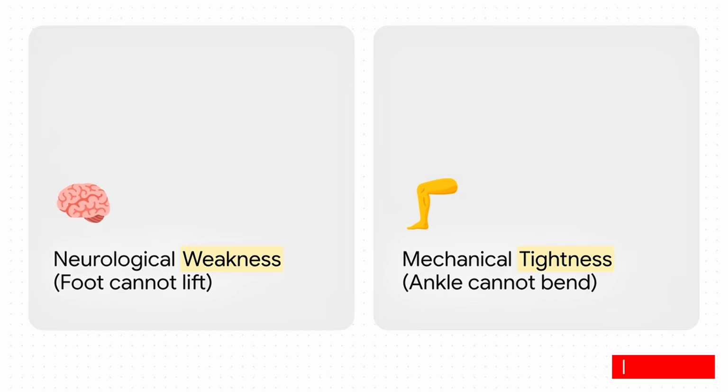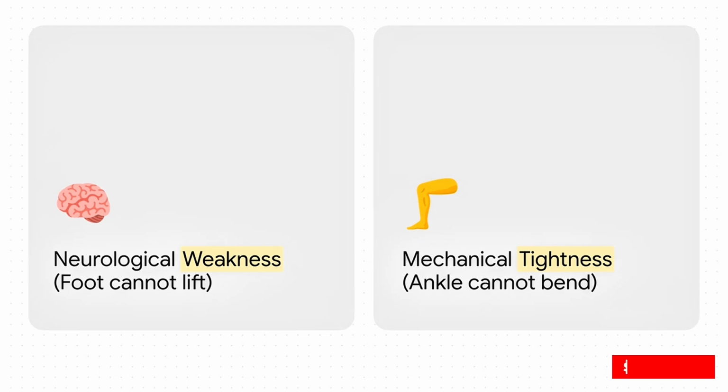So, here is the crucial point of contrast. Both of these conditions can create abnormal walking patterns. Both can cause toe dragging. Both profoundly change balance and gait mechanics, which is exactly why they confuse people so much at first glance. But their root causes are polar opposites. On one side, we have neurological weakness where the foot cannot lift. On the other side, we have mechanical tightness where the ankle cannot bend upward.